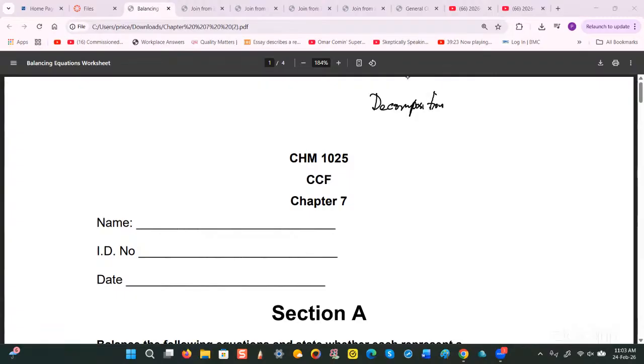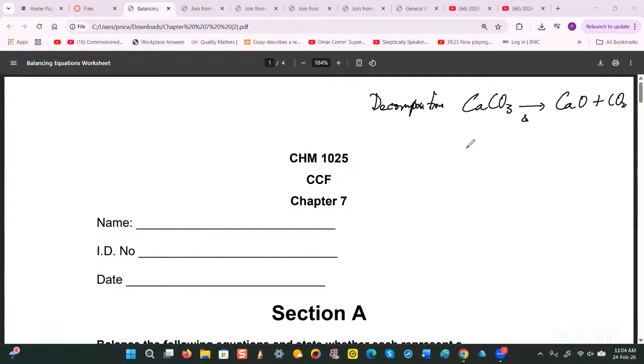The first type I'm going to talk about is decomposition. In the case of decomposition, what they all have in common is that you're starting off with one reactant and you're going to end up with more than one product. So for example, if you heat calcium carbonate, and most of these decomposition reactions require heat, you're going to get calcium oxide plus carbon dioxide.